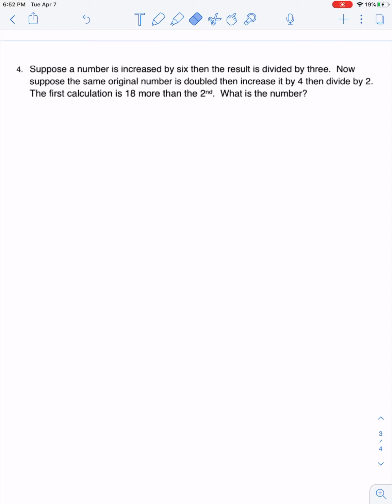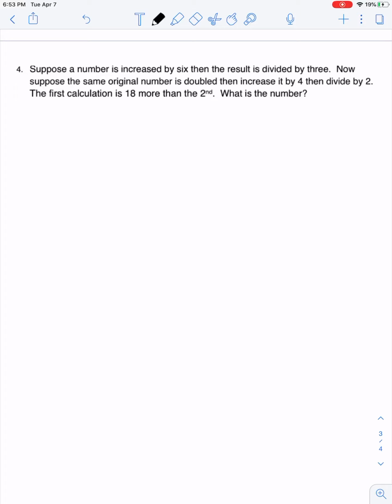Okay, so here's another question from your homework. So it's question number 4. Suppose a number is increased by 6, then the result is divided by 3. Now suppose the same original number is doubled, then increase it by 4, then divide by 2. The first calculation is 18 more than the second. What is the number?